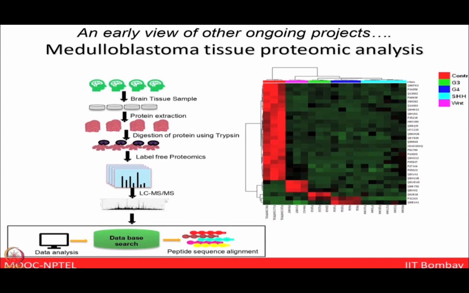Another interesting problem is medulloblastoma, the pediatric brain tumors. Again, we are trying to provide proteomic based subtype signatures from the various types of patients affected, either the Wnt type or the SHH type or group 3 and group 4, and what could be the possible protein alterations in this pediatric brain tumor population.